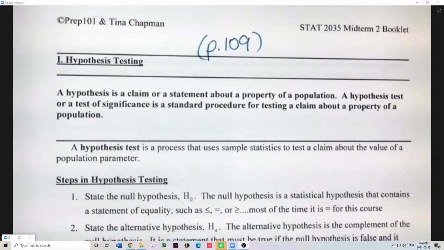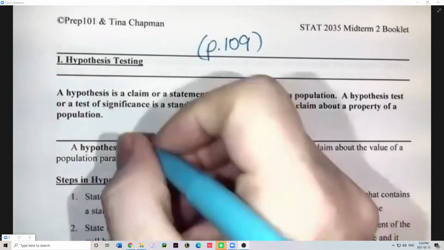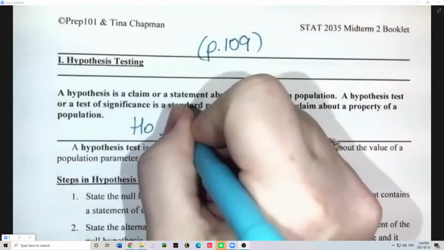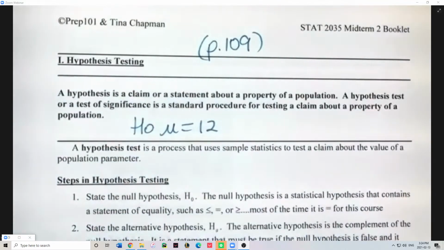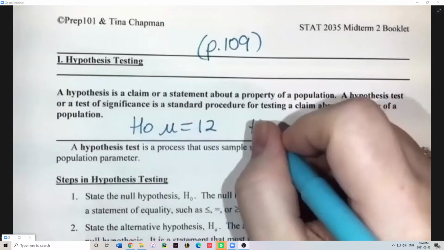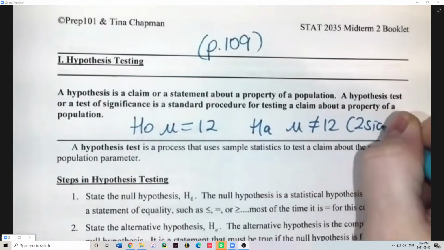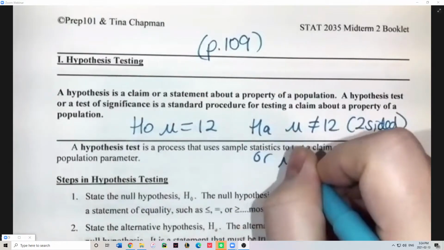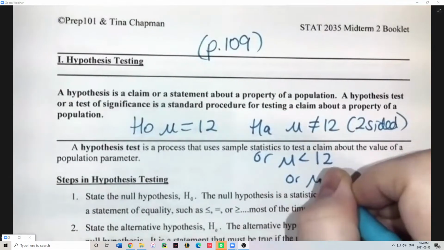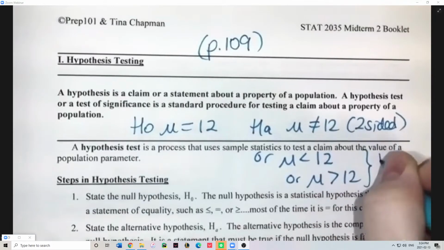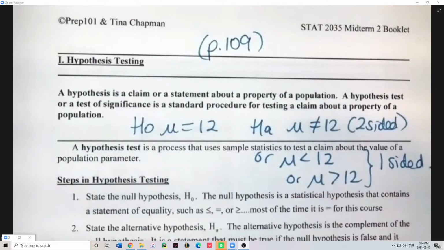Okay, so a hypothesis is a claim or a statement about the population. So we might state H naught, the mean is 12. And then we state some alternative. The alternative could be that the mean is not 12. That would be called a two-sided test. Or it could be mean is less than 12, or mean is greater than 12. Those would both be called one-sided tests.